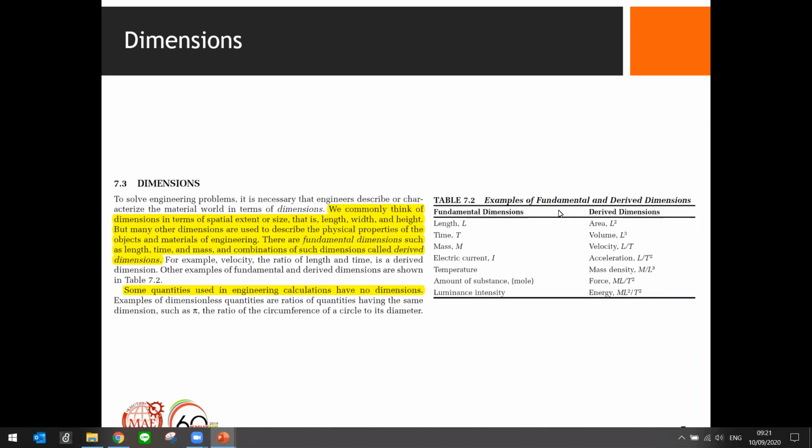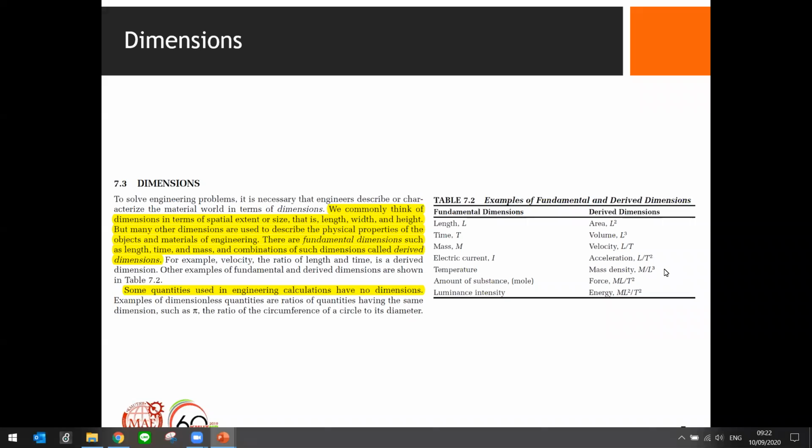Okay, and if you want to measure the velocity, the definition of velocity is the distance that I measure from the starting point to a particular point over the time used to travel, right? So the dimension is going to be length over time.